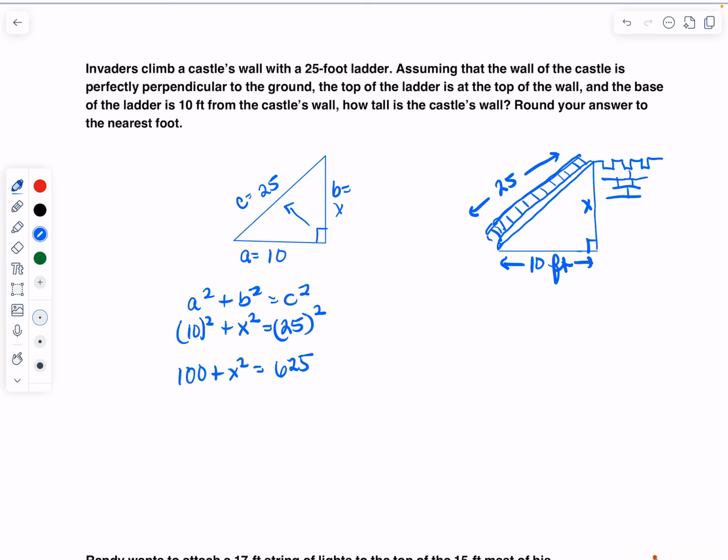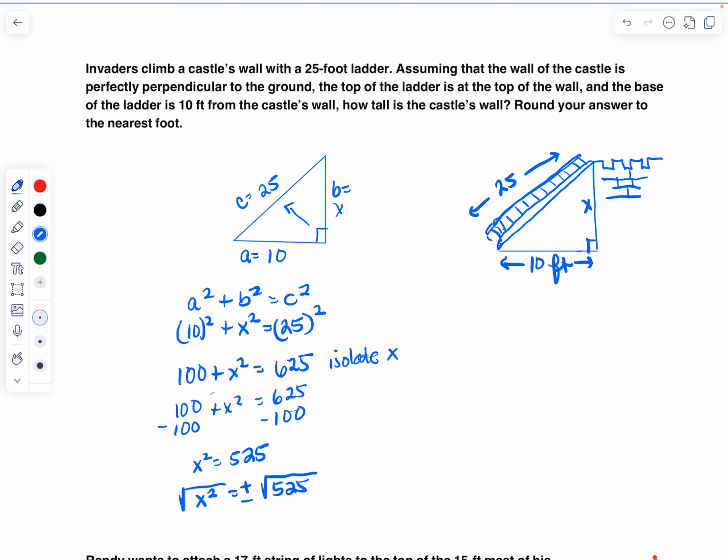So to get x squared by itself, because I want to isolate x, I'm going to subtract 100 off of both sides. So I get x squared equals 525. Now again, to get rid of something squared, I have to use the square root property. So what I do to one side, I have to do the other. And don't forget, this answer is actually plus or minus. So now I need to know what the square root of 525 is. So 525, take the square root of that. And when I do that, I get x equals plus or minus 22.9.